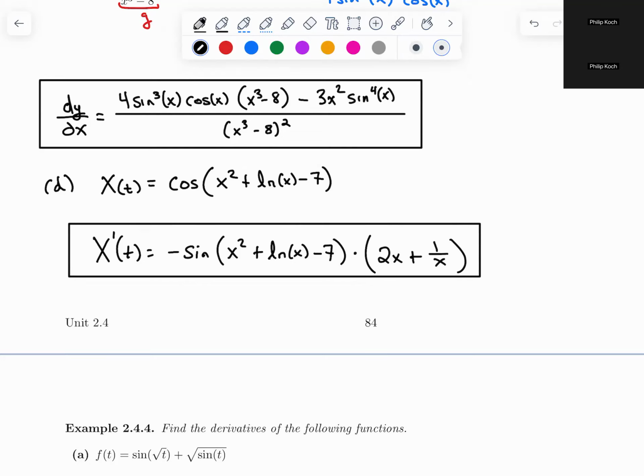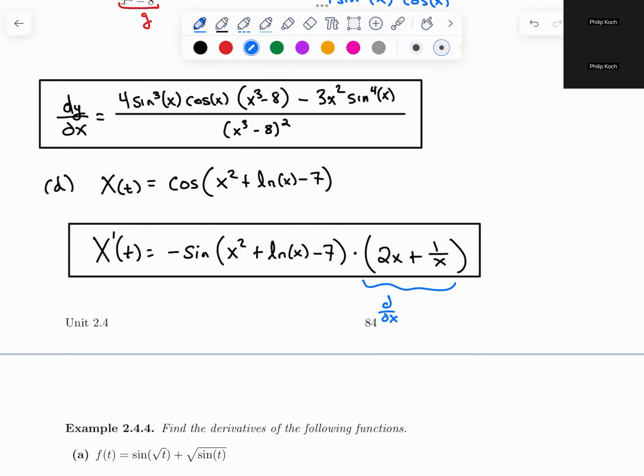Any questions on that? So, outer function is cosine, inner function is x squared plus ln x minus 7. Chain rule says derivative of the outside function, the derivative of cosine is negative sine, evaluated at the inside function. That's why it's negative sine of x squared plus ln x minus 7 times the derivative of the inside function. And so you can write that each time if you want. This is d dx.